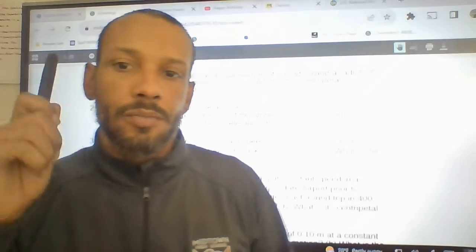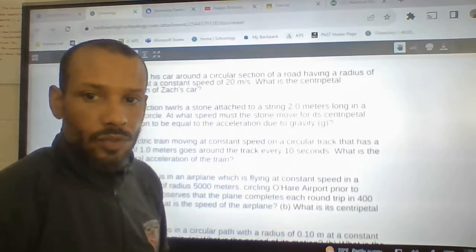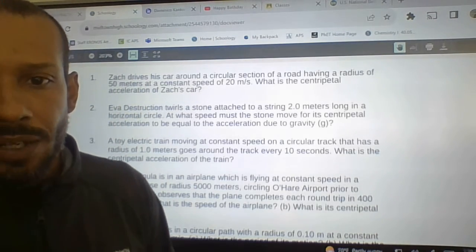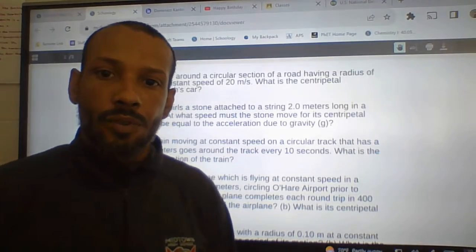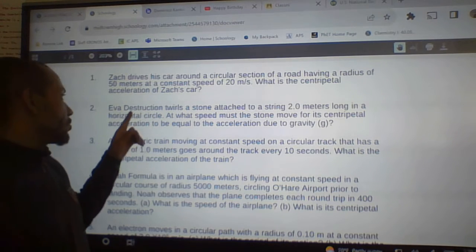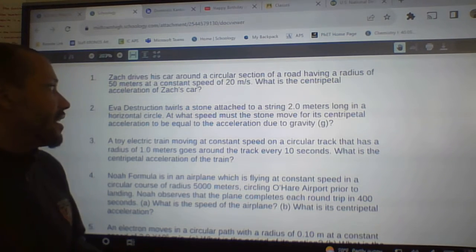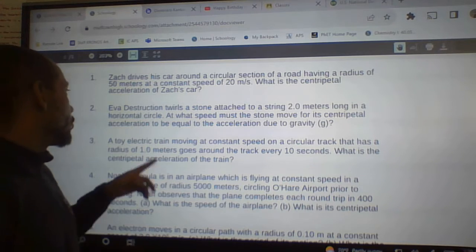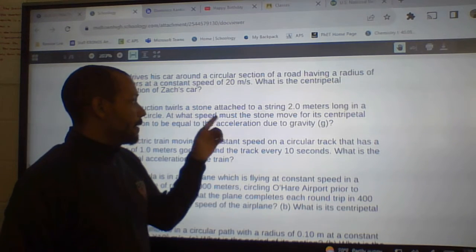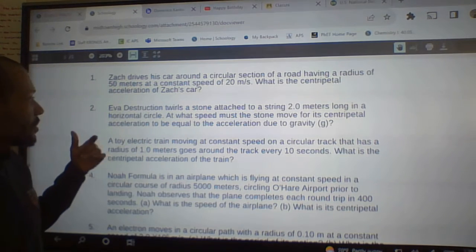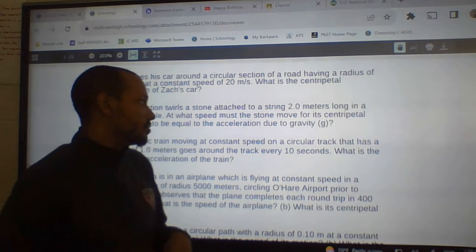So we're going to look at some uniform circular motion problems. We're going to start with number 2 on the guided practice, and we'll also look at a couple more. For number 2, Eva Destruction twirls a stone attached to a string 2 meters long in a horizontal circle. At what speed must the stone move for its centripetal acceleration to be equal to the acceleration due to gravity?